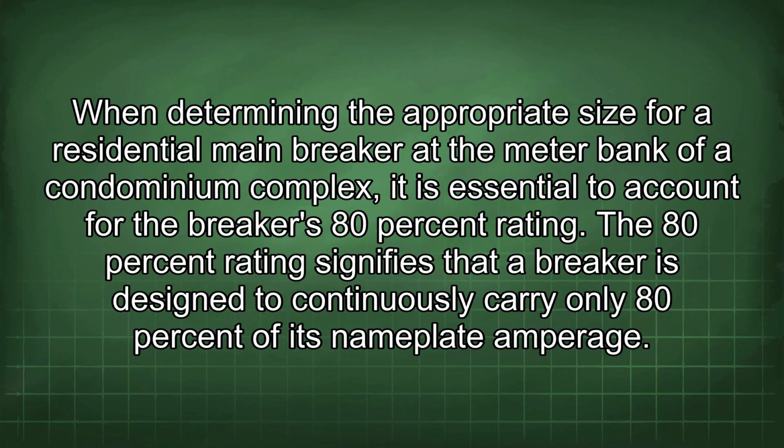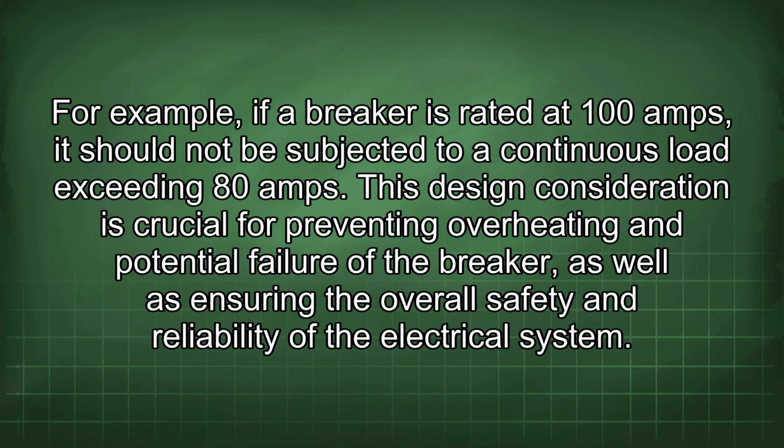When determining the appropriate size for a residential main breaker at the meter bank of a condominium complex, it is essential to account for the breaker's 80% rating. The 80% rating signifies that a breaker is designed to continuously carry only 80% of its nameplate amperage. For example, if a breaker is rated at 100 amps, it should not be subjected to a continuous load exceeding 80 amps. This design consideration is crucial for preventing overheating and potential failure of the breaker, as well as ensuring the overall safety and reliability of the electrical system.